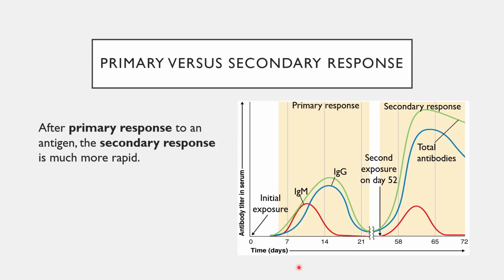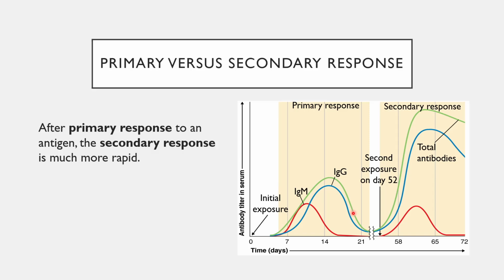The primary response is everything that we've just seen through B cell activation, antibody generation, and encoding that immunological memory. Now that your body has those memory B cells, the secondary response will be much more rapid because the cells don't have to train and learn about that specific pathogen.